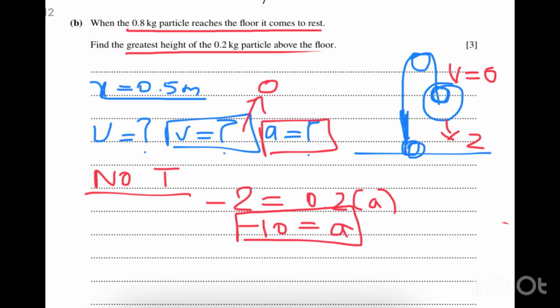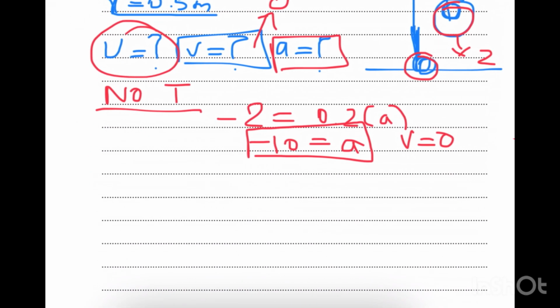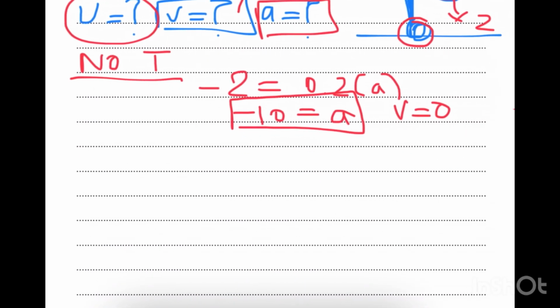Now we have the final velocity, which is 0, and the acceleration. What we don't have is the initial velocity. As we established in the previous part, as long as both the particles were connected by the string, they will have the same speed, acceleration, and distance. So the initial velocity of this particle will be the same as the speed of the other particle when it hits the floor. So now let's look at the initial velocity and how we can find that.